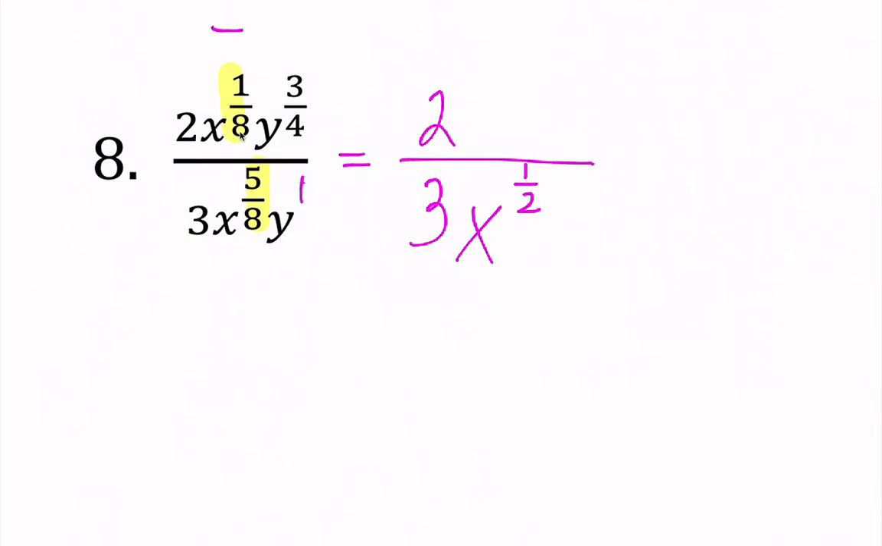And then I do the same thing with y's. I have y's on top and on bottom. So think about it, 1 whole pie is bigger than 3/4 of a pie. So 1 is bigger, so y belongs on the bottom. And again, I subtract. I'm going to take 1, subtract 3/4. That's going to give me 1/4.